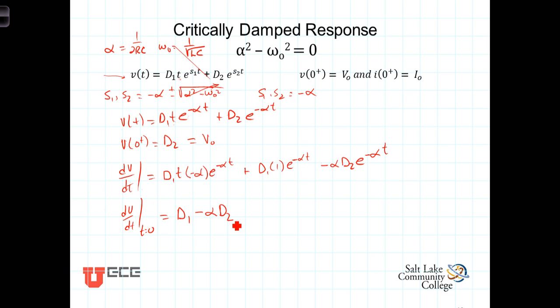And as we did in the past, the derivative of the voltage evaluated at t equals 0 can be determined by taking the value of the capacitor current at t equals 0 and dividing it by the capacitance. So we have two equations. One equation gives us d2 directly, v naught equals d2, and then the second one comes from there.